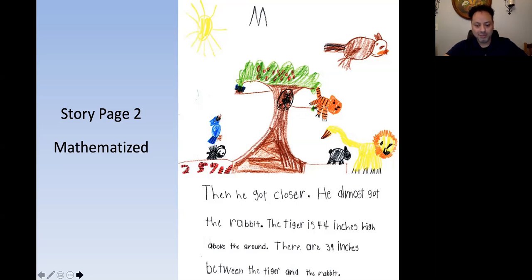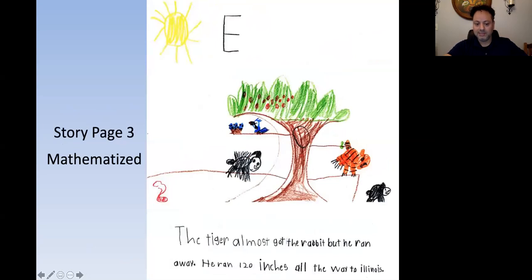The third page is pretty funny. So he says, the tiger almost got the rabbit, but he ran away. He ran 120 inches all the way to Illinois. And so that's what kids say, it's so amazing. 120 inches, that must have been far away in their minds, right? I love it. Thank you.